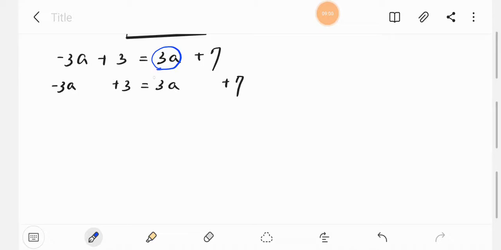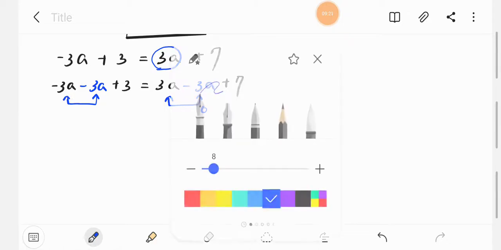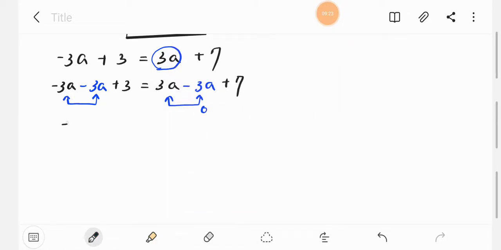Okay, now let's make this 3a to 0. Move this one to the left. That means make this one 0. That means we have to subtract 3a from each side, so that this will become 0, right? So subtract 3a from each side. Then this is equal to negative 6a, right? Negative 6a plus 3 is equal to 7.